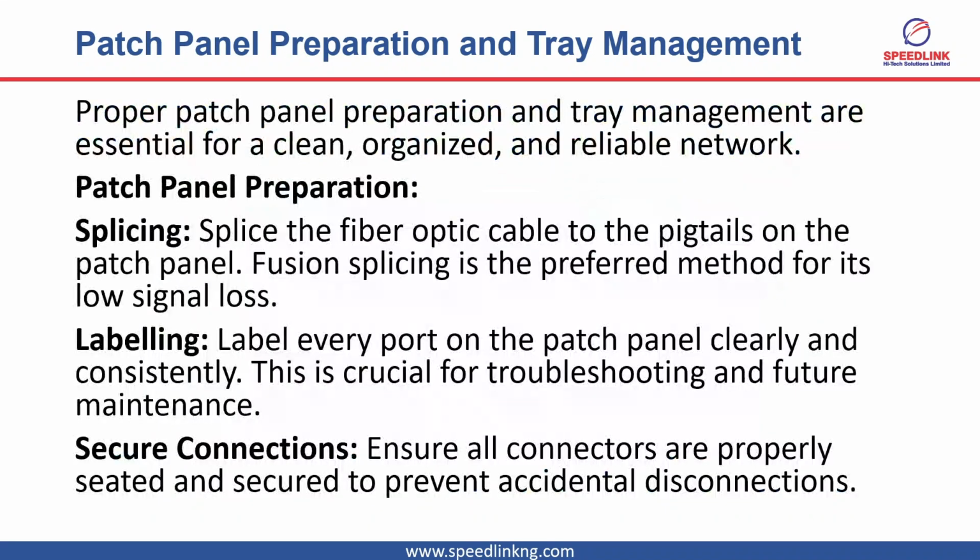Now, how do we prepare something that looks like that? Patch panel preparation. It is essential for a clean, organized and reliable network. First of all, in preparation, we have to do some splicing, isn't it? We have to splice the fiber optic cable to the pigtails on the patch panel, which we have to use what? Fusion splicing, so that we ensure low signal loss. Then, when we are done splicing, we have to what? Label. You label what? Every port.